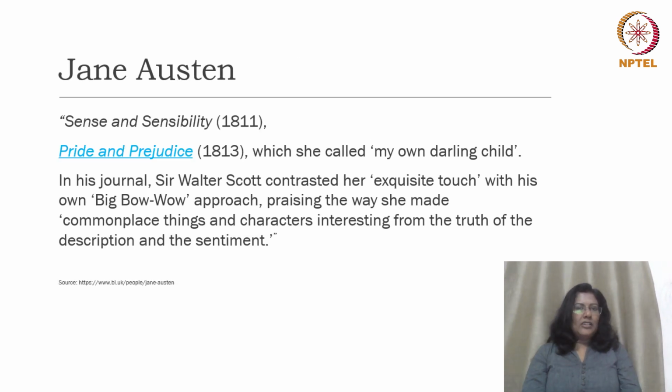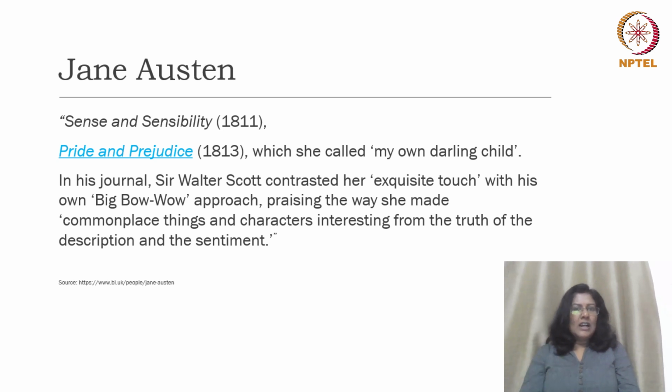Now let's have a quick look at the kind of fiction that Jane Austen wrote and published. Sense and Sensibility was published in 1811, Pride and Prejudice in 1813, which she referred to as "my own darling child." So Pride and Prejudice is a spectacular success. It continues to be successful to this day, and there are plenty of adaptations of that novel, and you can see how different generations relate to these works of Jane Austen.